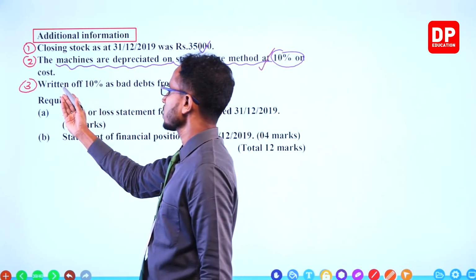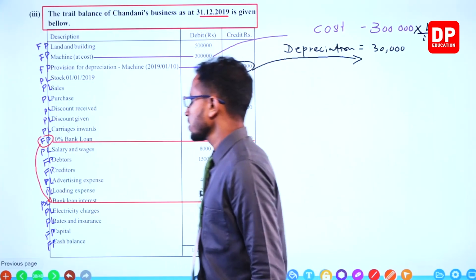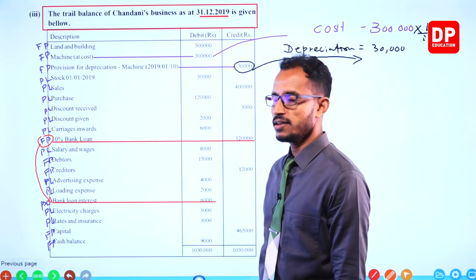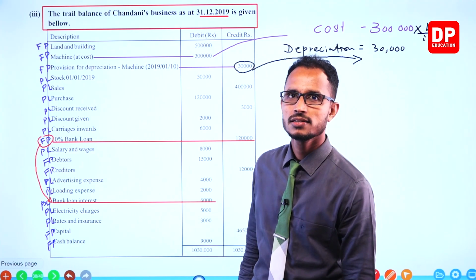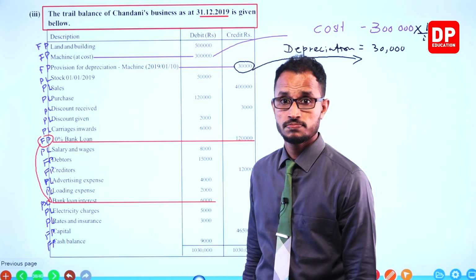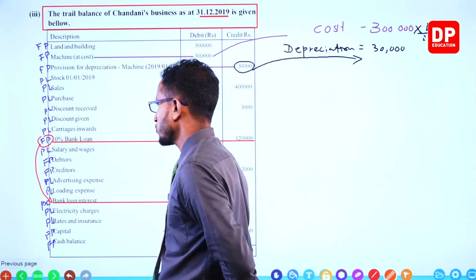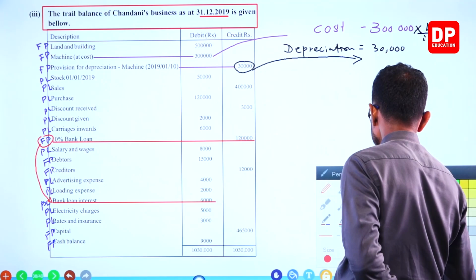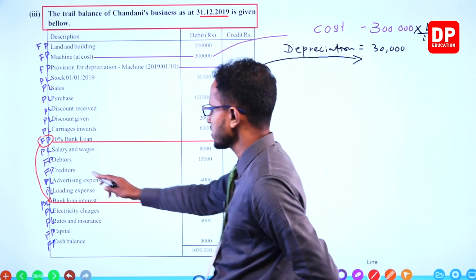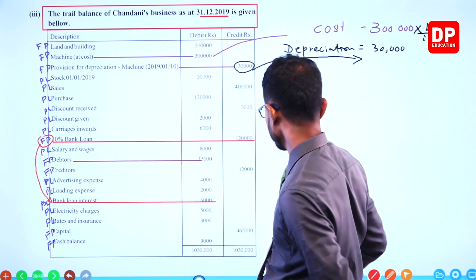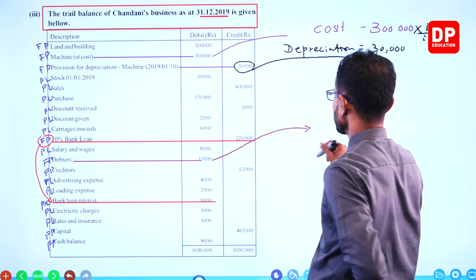Next, last one. Written off 10% as bad debts from debtors. Now in this paper, the bad debts is given as a percentage, but in most of the papers bad debt will be given as an amount. Here a percentage is given, so you have to calculate it. From the debtors, where are the debtors? Debtors are here, 15,000. From this 15,000, calculate 10%.